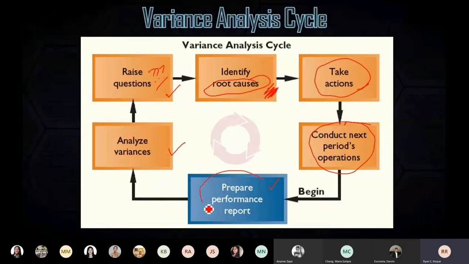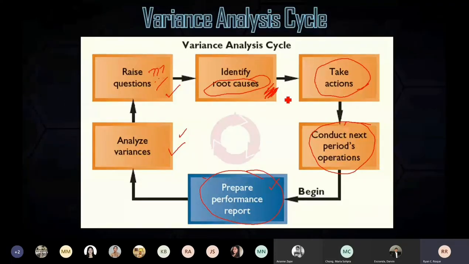And after that, you will conduct another operations. And after that, you will again perform or prepare performance report. And then you do the same. Paulit-ulit pong ginagawa to sa company hanggang sa later on, makita natin that we are really doing our plan. Pero time will come na halos wala ng variances or makikita natin may consistently mga malayo sa standard. Maybe that's the time that we revisit our standard na baka naman they are performing well pero yung standard natin is too strict.